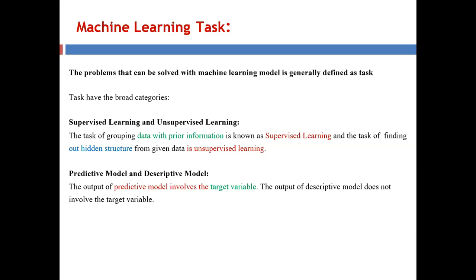Now on the counterpart, the output of the descriptive model does not involve a target variable. A descriptive model instead tries to find out the hidden structure in the data by finding some patterns which are of interest. So it finds the structure of data in a novel and interesting way. More specifically, it detects or recognizes a particular pattern.